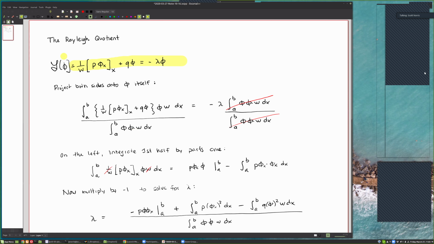Here is my operator acting on phi, times phi times w dx. That's the weighted inner product of the left-hand side with phi. Then I have the weighted inner product of the right-hand side with phi. Lambda is just a constant, so I pull it out of the integral. It's the integral of minus lambda phi times w dx. And then I divide both sides by the weighted inner product of phi with itself. Now, you see some cancellations emerge.